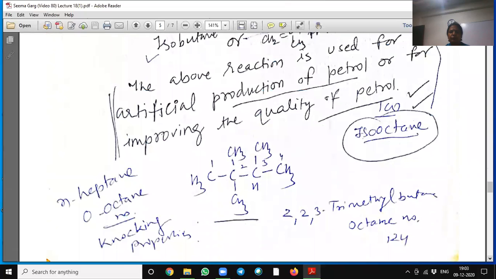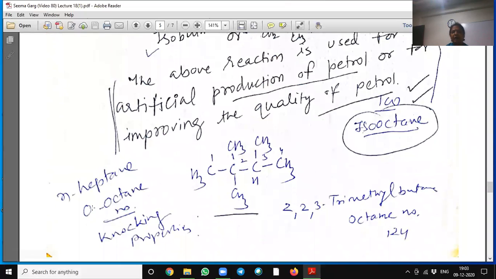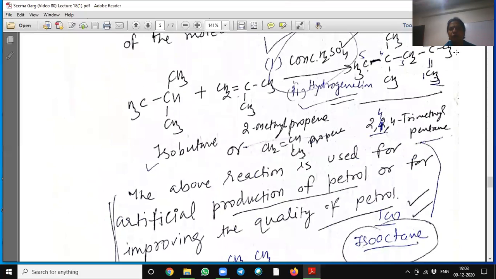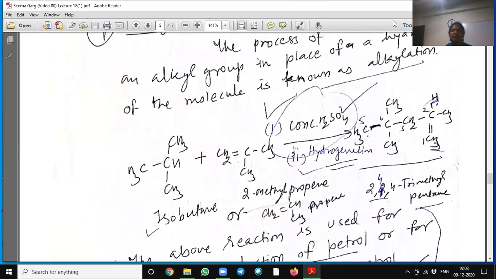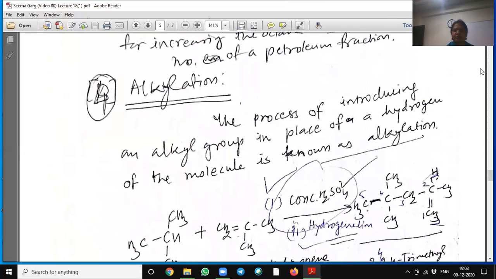See here, I am going to tell you. Normal heptane has 0 octane number. So there is no knocking property. But when it is converted into branch chain isooctane, trimethyl butane, octane number is 124. So to improve the quality of petrol or to improve the octane number, this reaction is very useful to convert into branch chain.